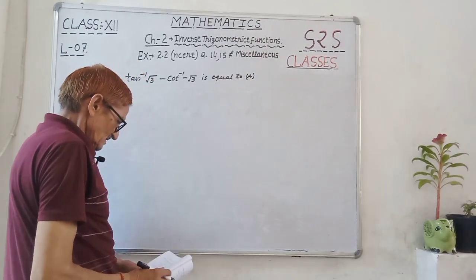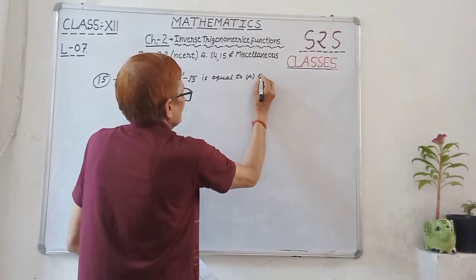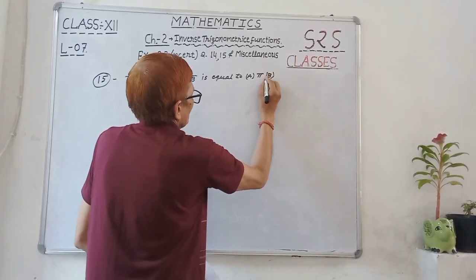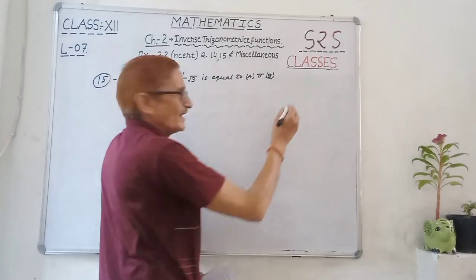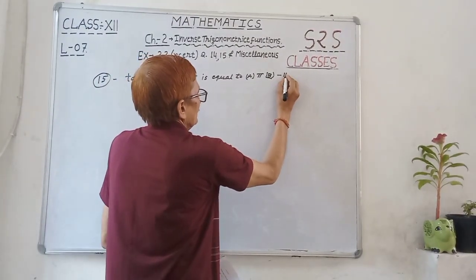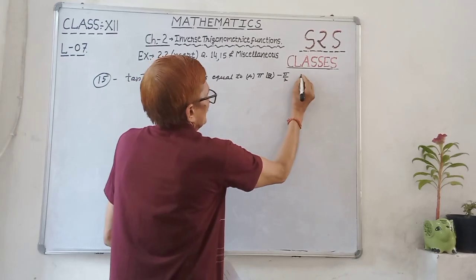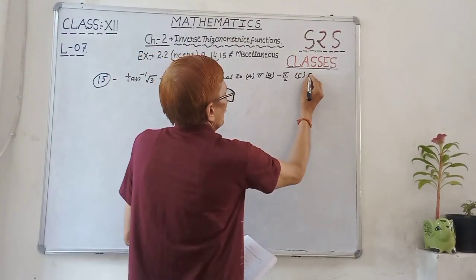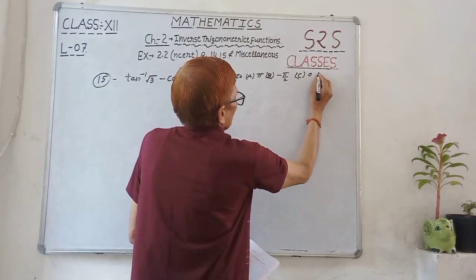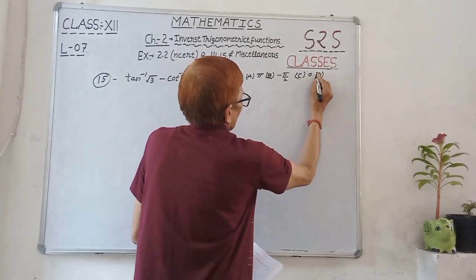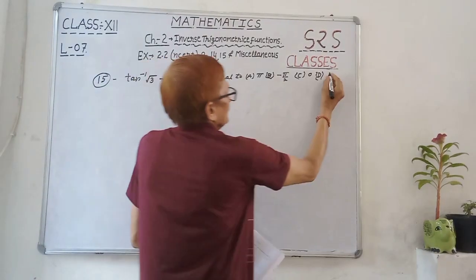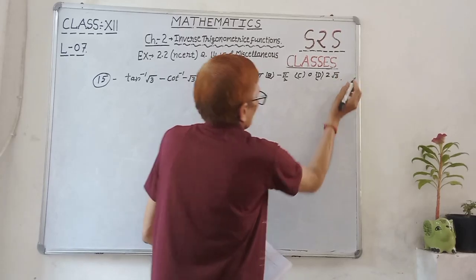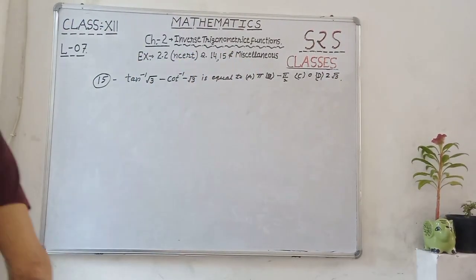What is A? Pi. B option: minus pi by 2. C option: 0. D option: 2 root 3. Okay, now we have to solve.